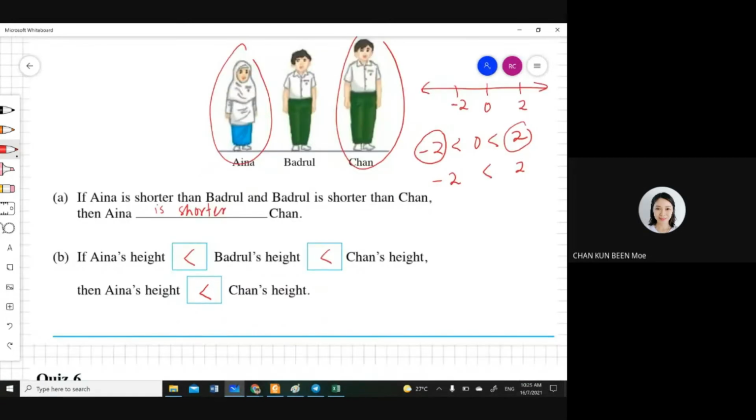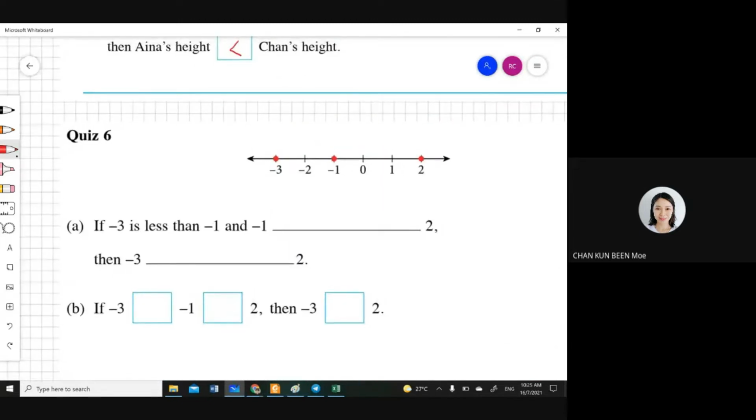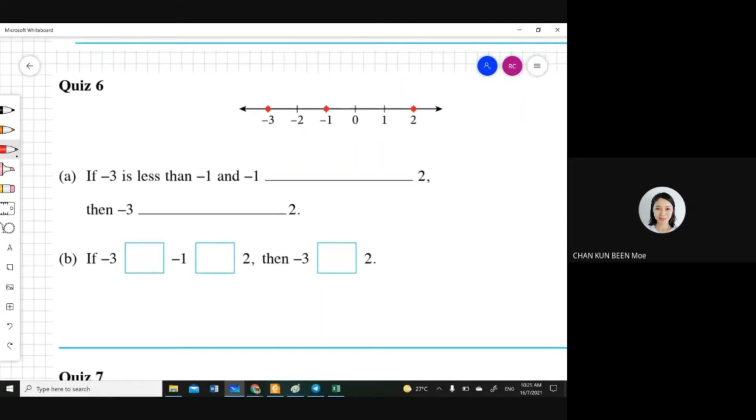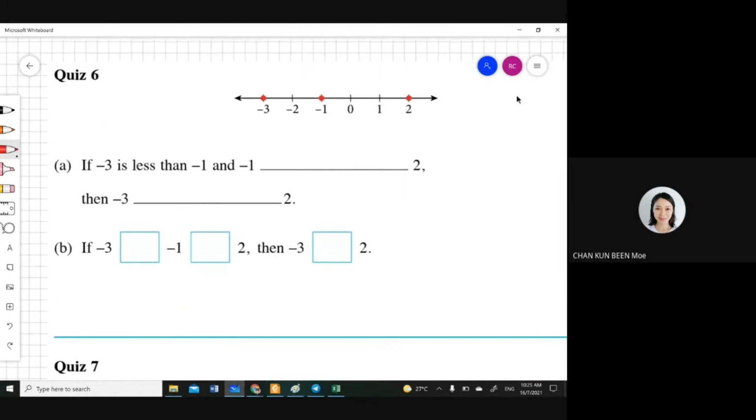Okay? Now we continue with the last one. Quiz number 6. So we have a number line. Okay, we have 3 points here, -3, -1, 2. Some of you are not familiar with the left-hand side over here. You got to always remember the smaller number for the negative number is actually bigger in appearance. You have a greater number here because of the sign, so it makes it smaller. Okay, it is -1, -2, -3, it goes this way. The 1, 2, 3 goes this way.